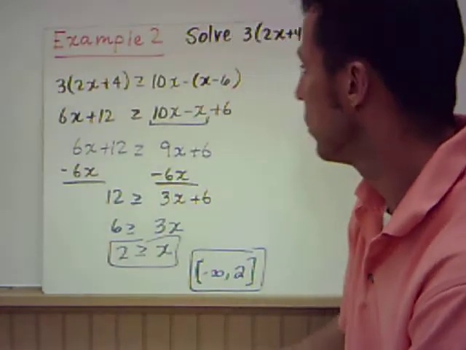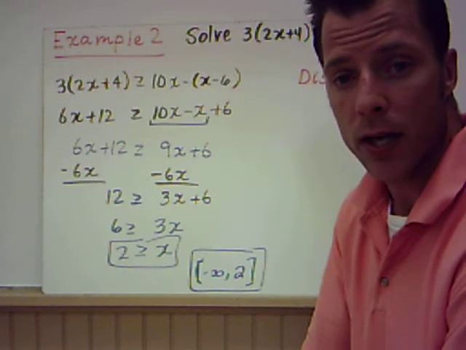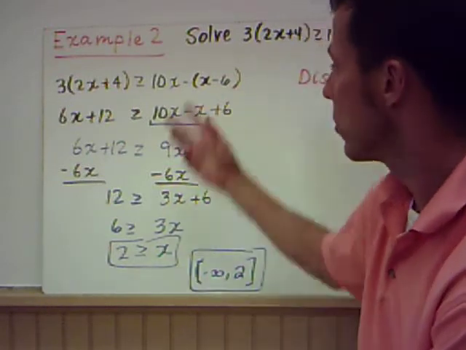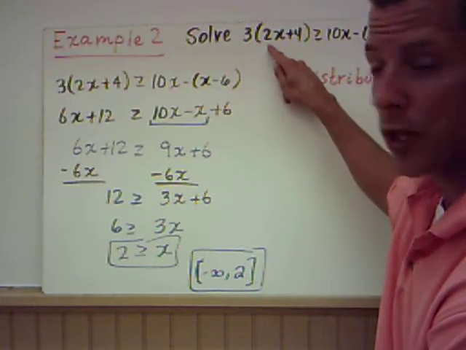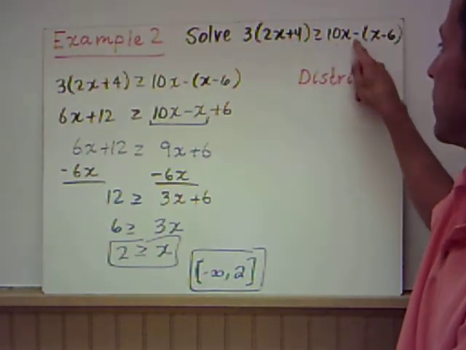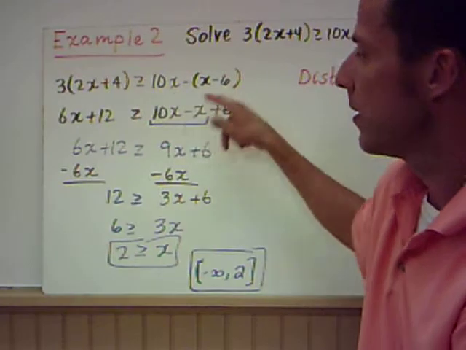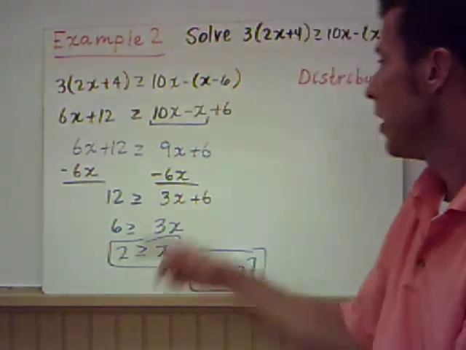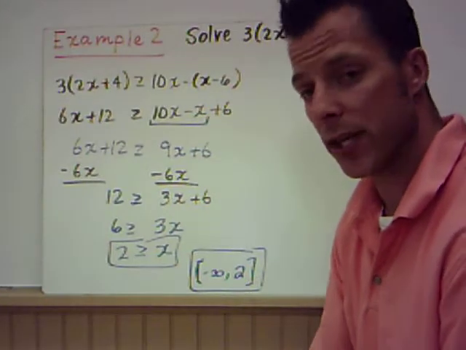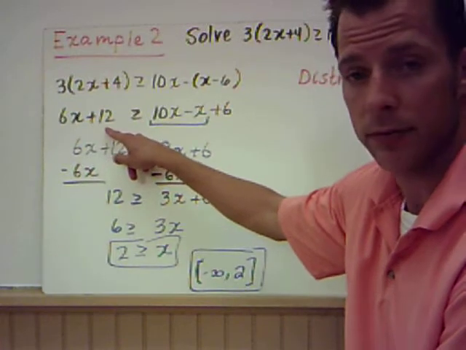The other example that we're going to look at is one that's really similar to the multi-step equation part 2, where you have the distributive property. So we're going to solve this inequality. 3 times the quantity 2x plus 4 is greater than or equal to 10x minus the quantity x minus 6. So I rewrote my inequality, and I have to distribute now. That's the first thing. Distribute, combine like terms. So I distribute the 3 through, and I get 6x plus 12.